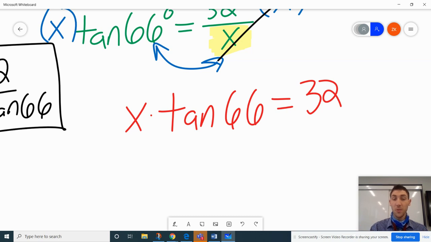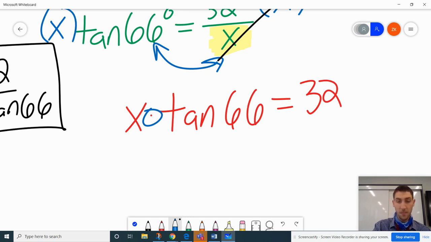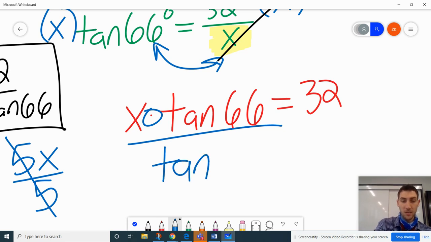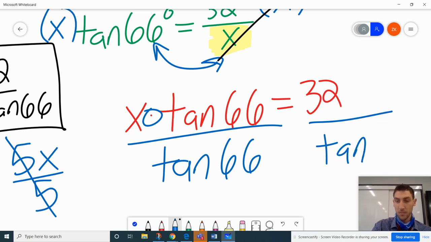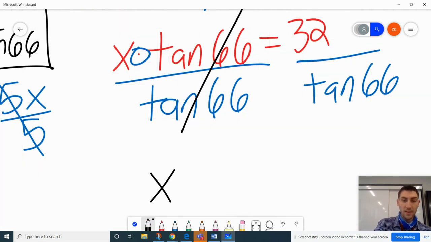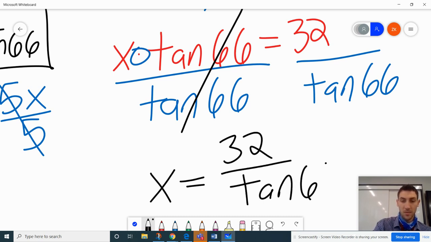Now, we want to get rid of anything that is being multiplied by x. So since this is multiplication, how can you undo multiplication? Well, you can divide. Very similar to doing 5x divided by 5 in order to get x by itself. We can divide here by tangent of 66. If you do it to one side, you must do it to the other side as well. After this step, the tangents of 66 cancel, and you will be left with x is equal to 32 over tangent of 66.